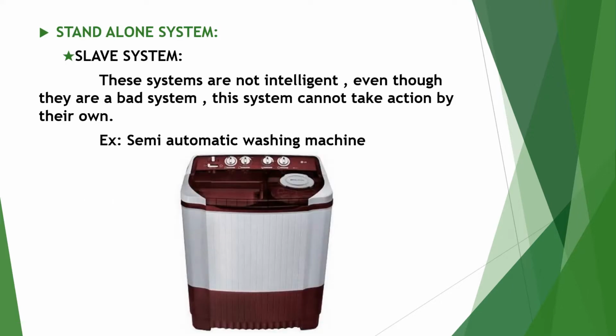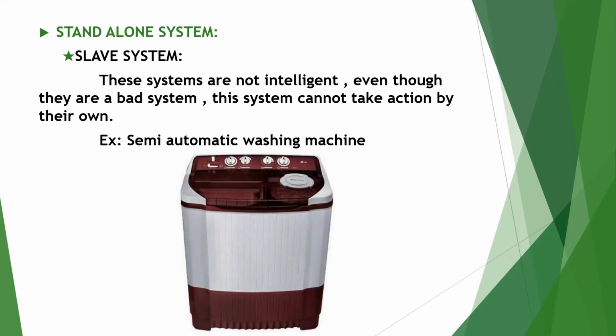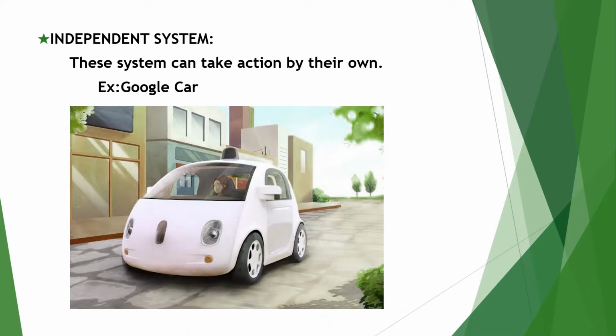In stand-alone systems, there are 2 types, namely slave system and independent system. A slave system doesn't have intelligence, or it can't bear many logical or decision making devices depending on the user's need. An example is a semi-automatic washing machine. Then we are going to see the independent system. An independent system can take action on its own. It has intelligence and can bear many logical or decision making devices, so it's called an independent system. An example is the Google Car.